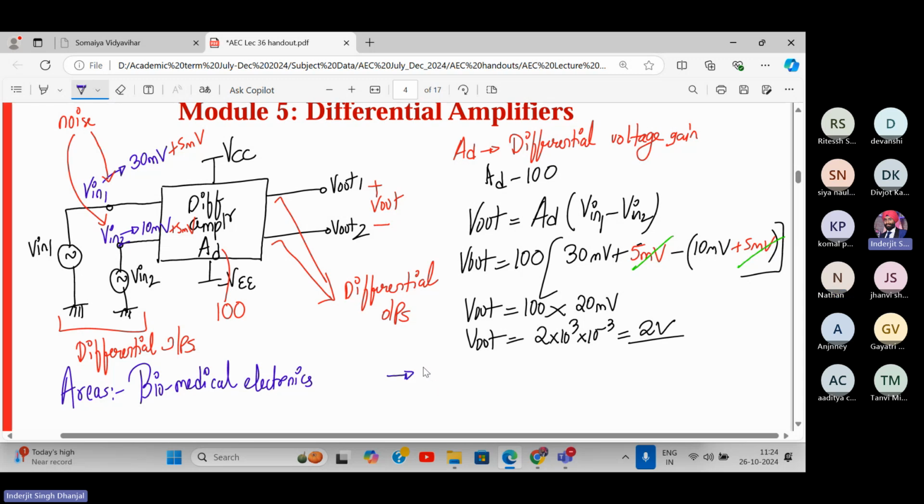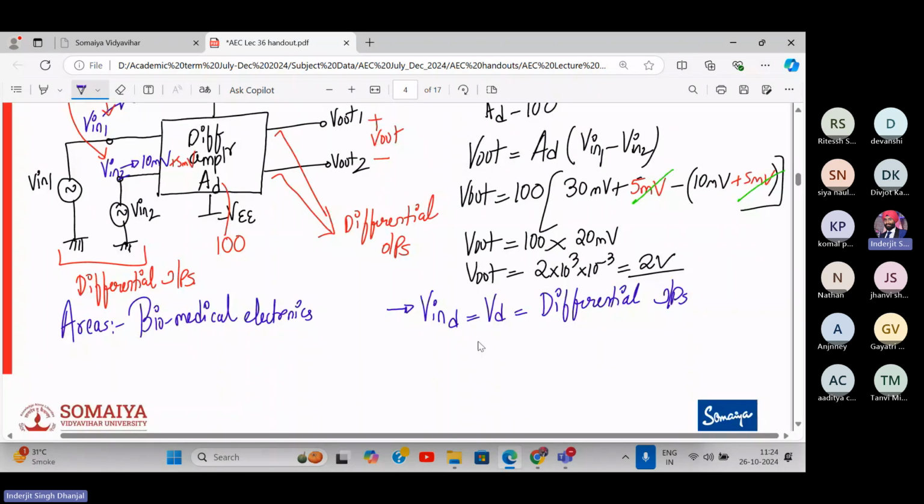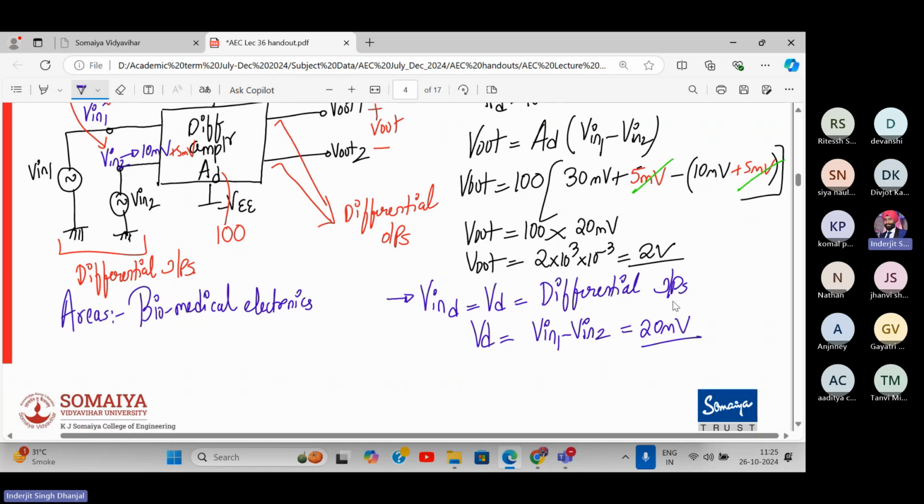Yeah. So now, what is this called? Differential input. So this is called V in D or just VD. These are called differential inputs. This differential input is nothing but V in 1 minus V in 2. And how much was it? This was around 20 millivolt, which was cancelling the noise signal. Okay, fine. Understood this?